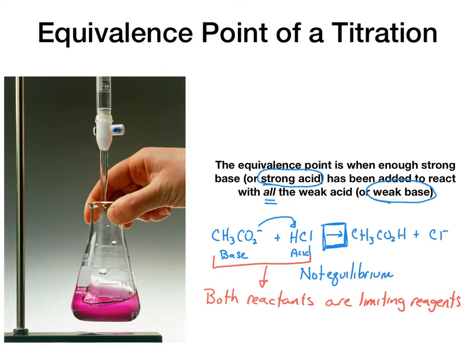Another way of thinking about this is that we have added enough acid. So in this example, we have HCl in the burette, and down here in the flask, we have acetate. At the equivalence point, we have added exactly the amount of acid required to react with all of the base.